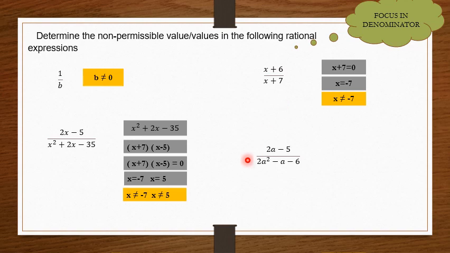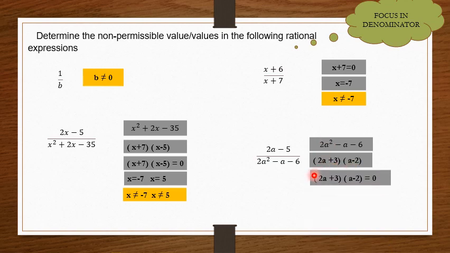Another example, 2a minus 5 over 2a squared minus a minus 6. We're going to focus on the denominator, 2a squared minus a minus 6. To factor this one, we need to apply the general trinomial where a is greater than 1. So we have 2a plus 3 and a minus 2. For 2a plus 3, we set this equal to 0, and then apply the subtraction property of equality, and aside from that, the division property of equality or multiplication property of equality. That's a lot of properties we're going to apply here.